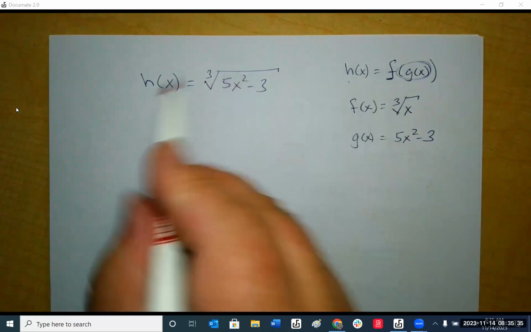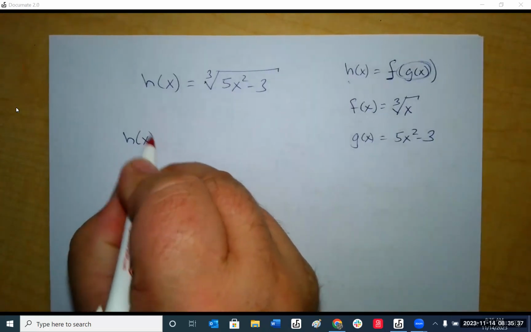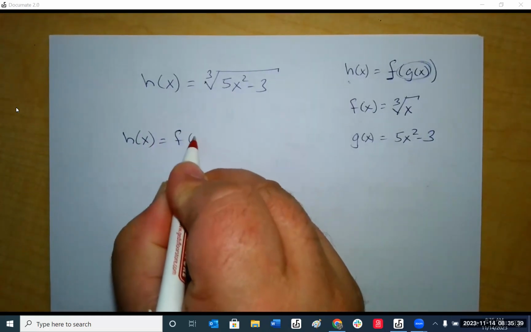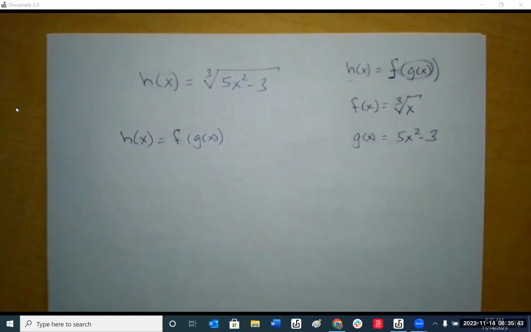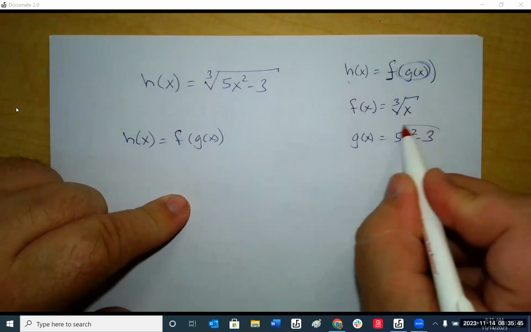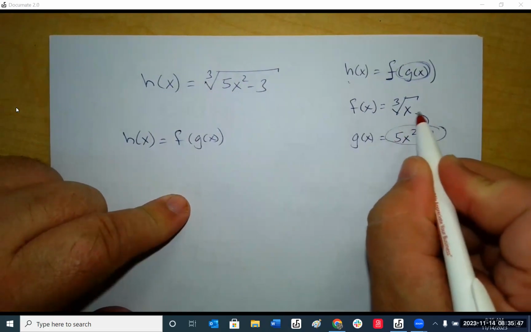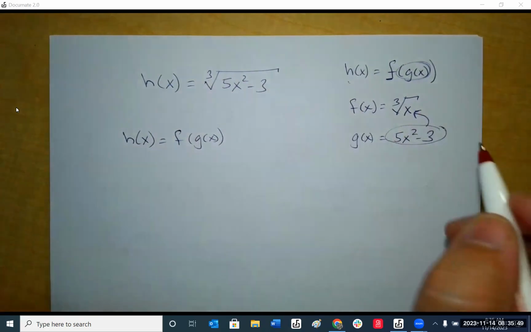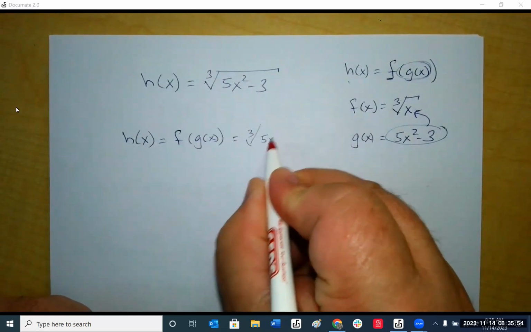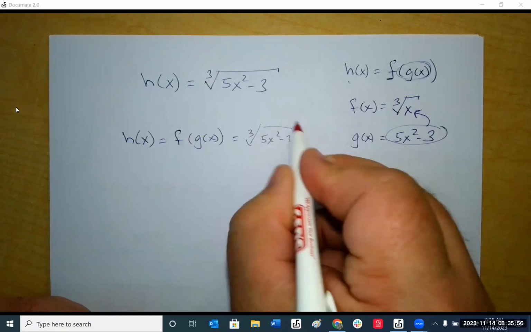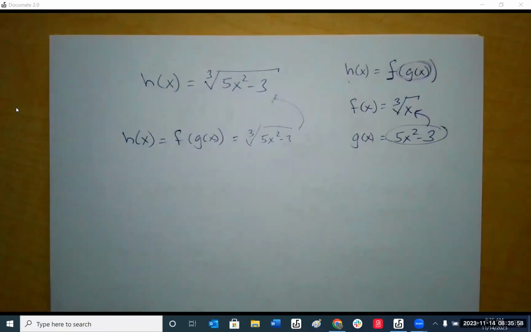So if I was going to check this out, since g is the inside function, I would take this and plug it in anywhere I see an x inside the first function, which gives the cube root of 5x squared minus 3, which is what I'm looking for. So that's a decomposition. We could break it up into smaller pieces to make it easier for us.